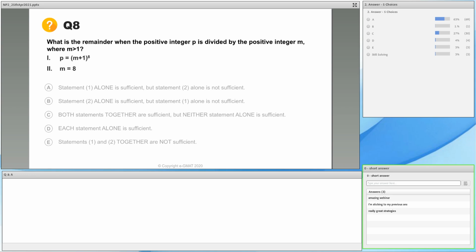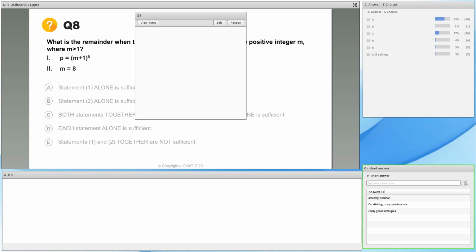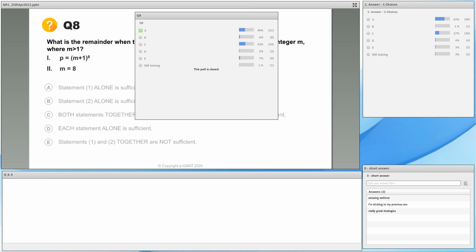So choice A is the most popular. Let me contrast this with how you performed the last time. You can see the results, right? For the same question, by the way, option A is the correct answer. So 63% of you got it right this time. This was 40% in the last go. In fact, this was not even the most popular option the last time round. 43% chose option C, which was the most popular.